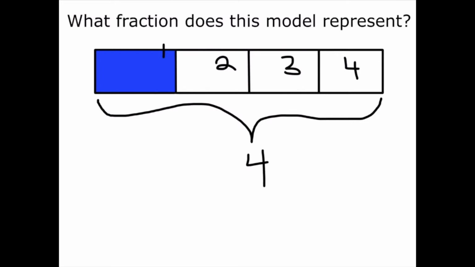Since we have 4 total parts, we know that 4 is our denominator, and the shaded part is our numerator. So let's figure out how many parts out of these 4 parts are shaded to find our numerator. As you can see, we only have 1 shaded part out of this whole model, out of the 4 pieces, so we know that our fraction is equal to 1/4.